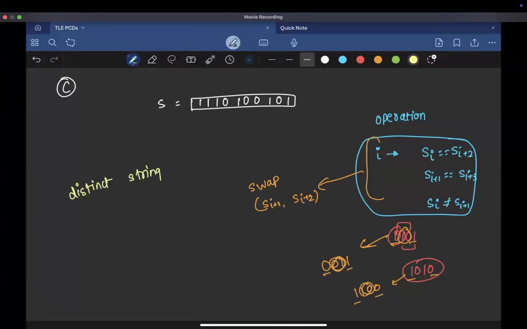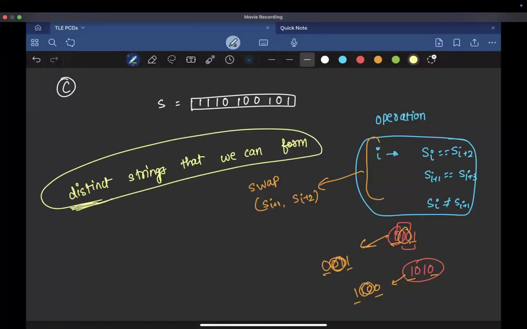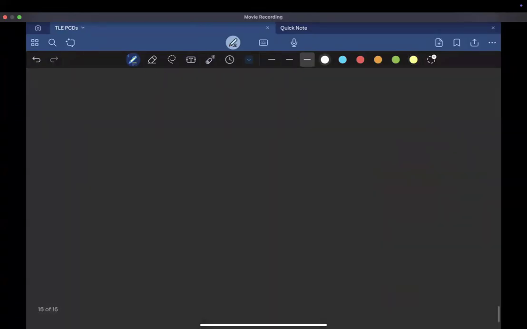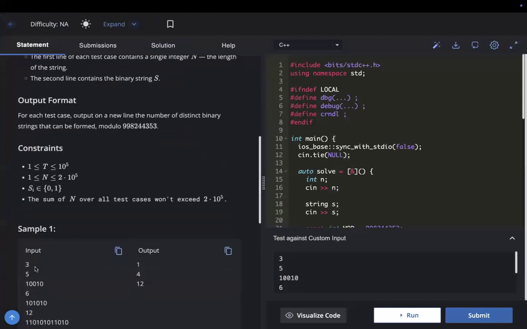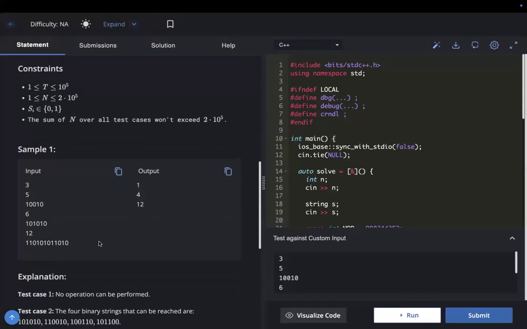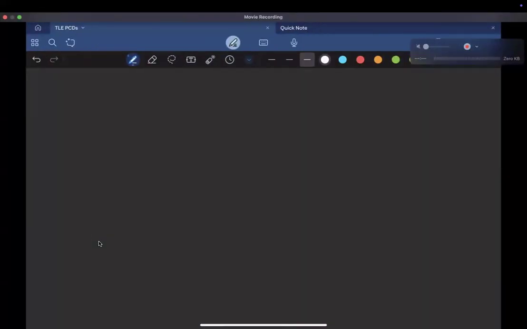strings that we can form. That is what we have to tell: the distinct strings that we can form by applying this operation any number of times. So let me take one example to add more clarity here. Let's say the string is 101010. By the way, I will tell you about my thought process for this problem also.